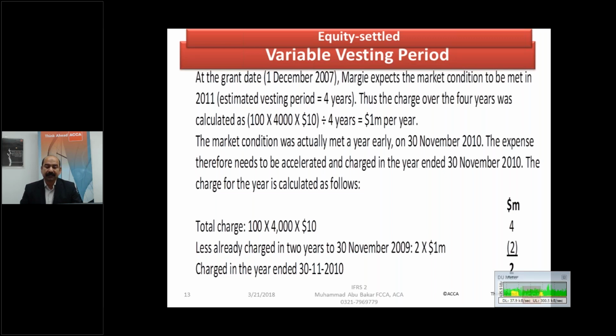The charge for the year is calculated as follows. Total charge 4 less already charged in 2 years to 30th November 2009, 1 million into 2, gives the charge in the year ended 30th November 2010, that is 2. Instead of 1, we have charged whatever is the remaining amount related to this benefit. Okay, now move further.